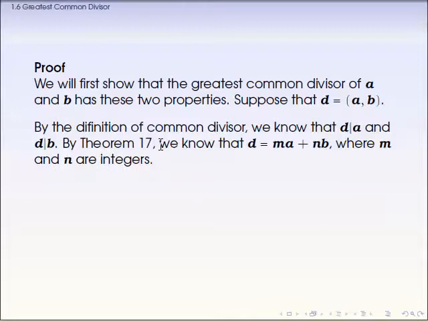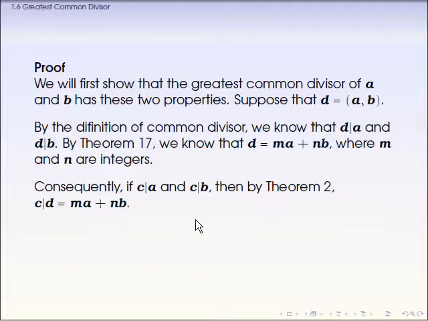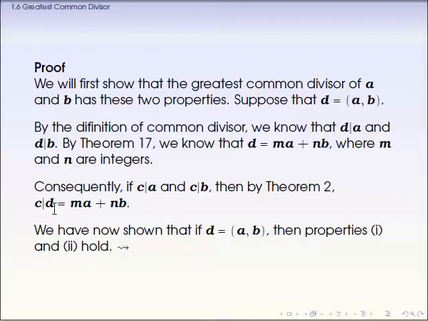And by Theorem 17, we know that d is a linear combination of a and b, for certain integers m and n. Then if c is a common divisor of a and b, then by Theorem 2, c is a divisor of ma plus nb, the linear combination of a and b, and for those m and n, it is d. So by that, c must be a divisor of d. So we proved one direction.